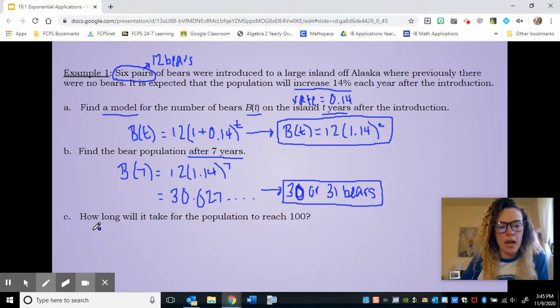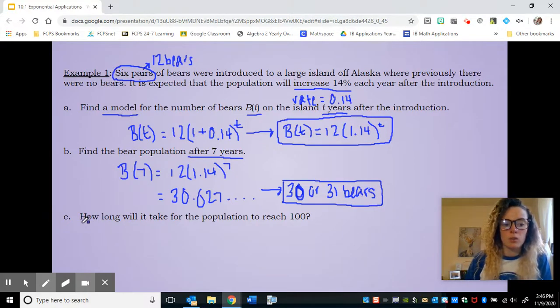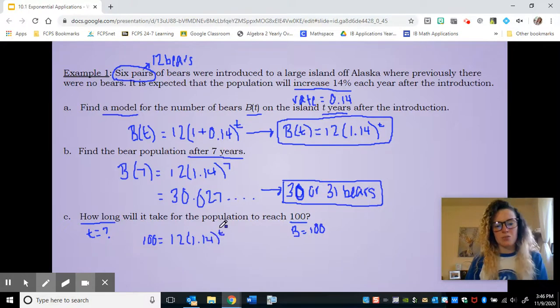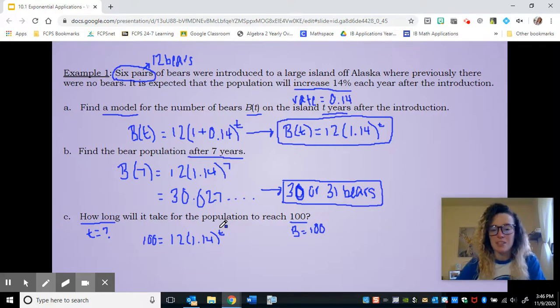Part C, asking how long will it take the population to reach 100? So now notice they changed the information they gave you. We're now looking for t, and they gave us the number of bears. So now instead of subbing in 100 for t, I'm subbing in 100 for the B of t, or for B. So I'll say 100 equals 12 times 1.14 raised to the t. Several ways you can solve this. One way, and the easiest way for me right now, is to use Desmos.